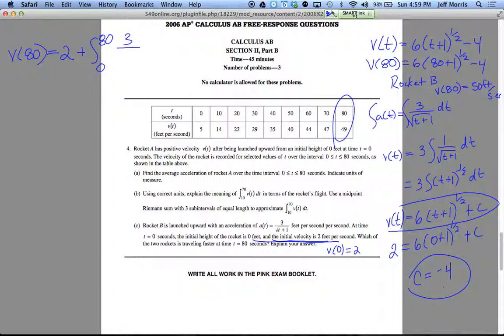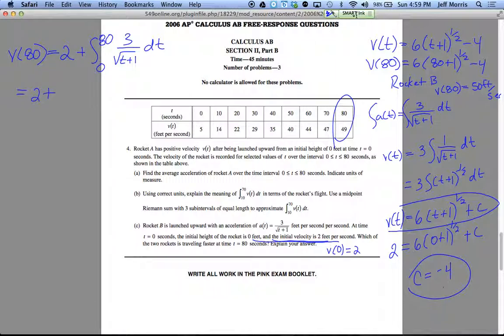You still have to do the integral, 3 over the square root of t plus 1 dt. I can't get rid of that. But instead of having a separate step where you find plus c and then go back and plug in, it'll just do it all at once. It already accounts for that initial value, so watch, we'll get the same answer.